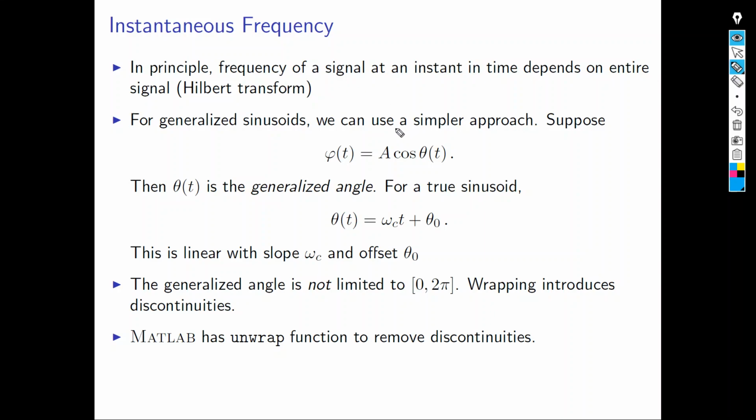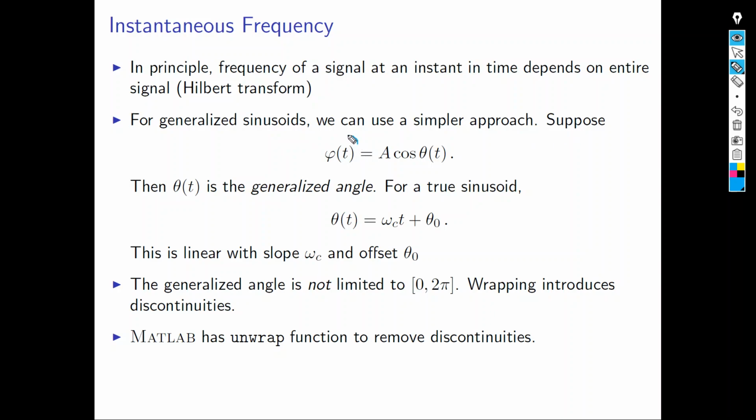So in principle, the frequency of a signal at an instant in time depends on the entire signal. This is based on the Hilbert transform. If you want to find the frequency of a signal at a certain point in time, you need to take into account the entire signal, because it depends on the duration of your signal and how frequently your signal changes or repeats itself. For generalized sinusoids, we can use a simpler approach.